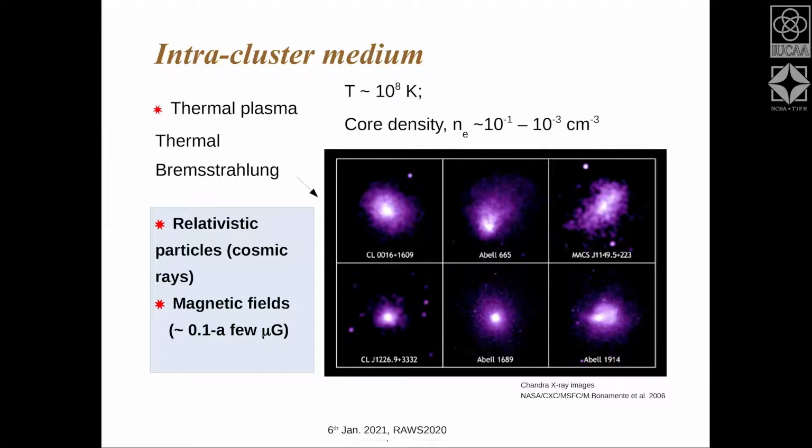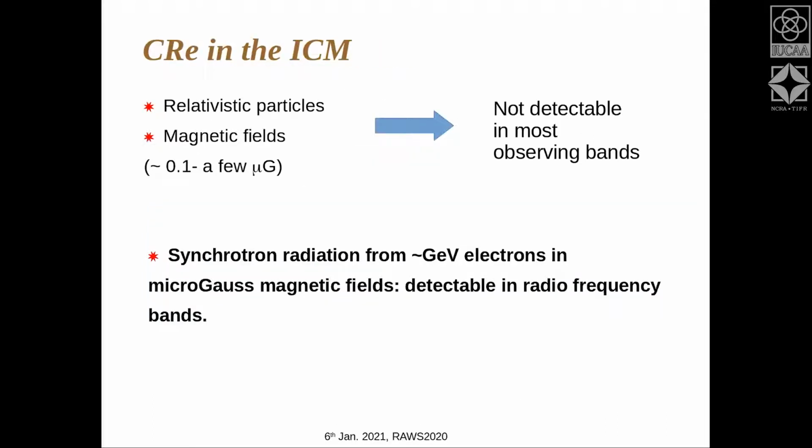Now, what is quite invisible in this X-ray view of galaxy clusters, or even the optical view of galaxy clusters, is the presence of relativistic particles, or the cosmic rays, and magnetic fields. So we did come to know of these components in the intracluster medium, and these are not detectable in most observing bands.